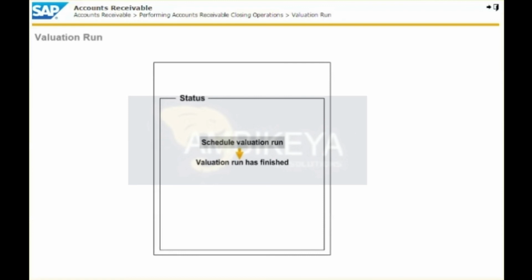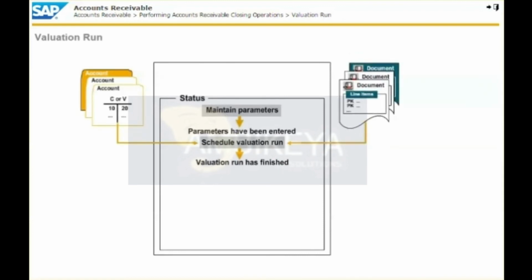The valuation run analyzes the accounts and documents defined in the parameters and creates a valuation proposal. You can edit it if necessary. The valuations can be entered manually in the document at an earlier date, that is, individual value adjustment, or determined using a value adjustment key contained in the customer master record.